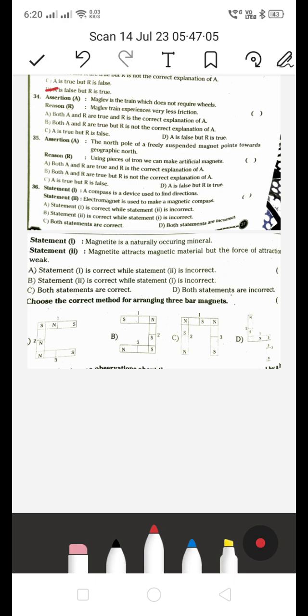Next one. Assertion: maglev is the train which does not require wheels. Reason: maglev train experiences very less friction. A, both A and R are true, and R is the correct explanation of A. B, both A and R are true but R is not a correct explanation of A. C, A is true but R is false. And D, A is false but R is true. Which is the right answer? The answer is B. Both A and R are true but R is not a correct explanation of A.